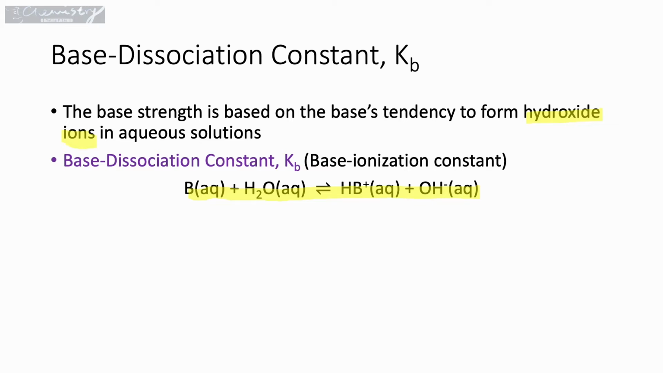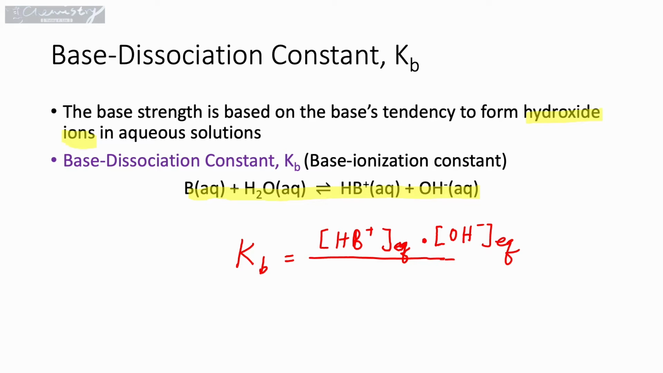For this equation, we can again write an equilibrium expression for the base dissociation constant. The way this arises is similar to that of the acid dissociation constant, so I will not be going over it. I will just present you with the results. It's going to be the concentration of the conjugate acid at equilibrium multiplied by the concentration of the hydroxide ion at equilibrium divided by the concentration of the base at equilibrium.